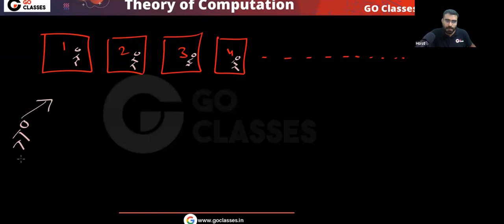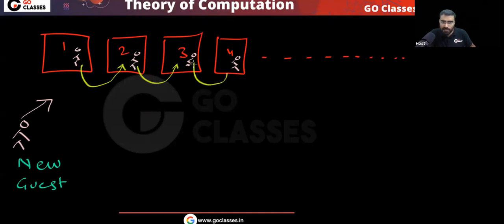So what will you do? How can you accommodate this new guest? This new guest has come, but every room is filled. So what can you do? Very simple. You can say that this person will shift here, this person will shift here, this person will shift here. Are you getting my point?